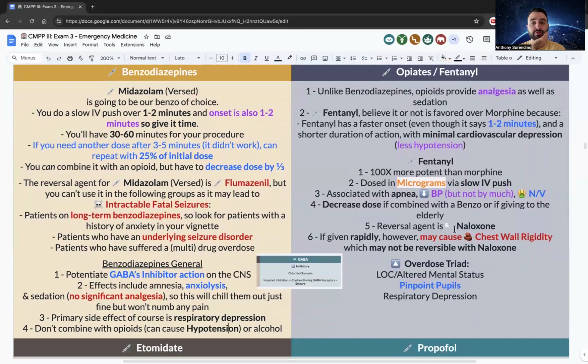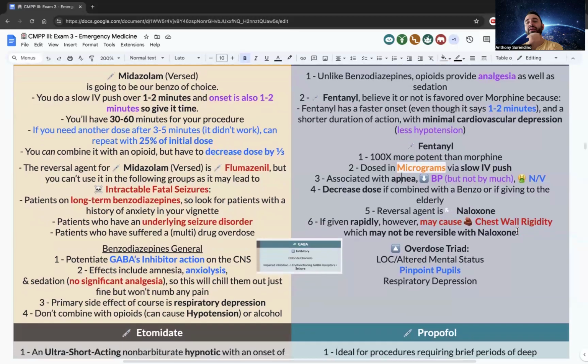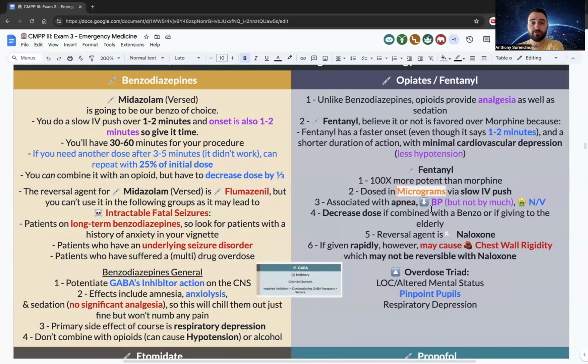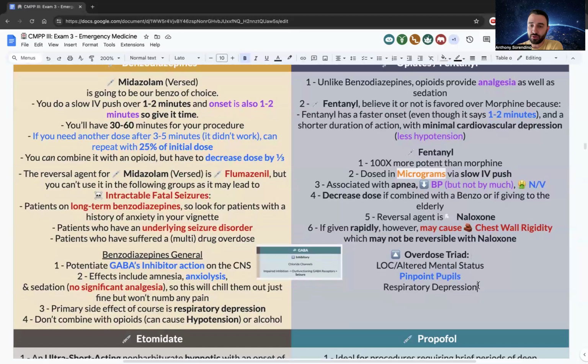It's really important, especially for kids, right? Associated with apnea, if you give them too much, lowers blood pressure, but not by much. You can get nausea and vomiting. But I think the important thing here is if you give it too fast, again, I mentioned you want to give all of these slowly. If you give this too fast, you can cause chest wall rigidity. So probably not good for breathing, right? And you cannot reverse that with naloxone. So know the overdose triad is miosis, altered mental status, and respiratory depression.